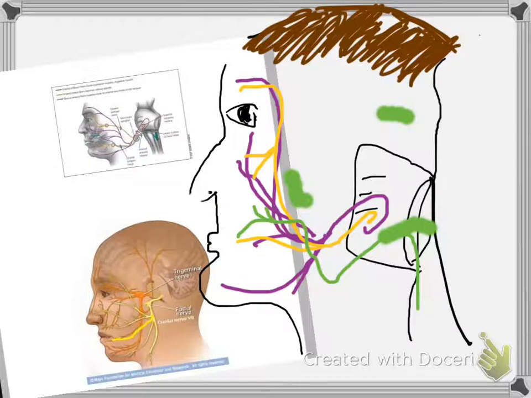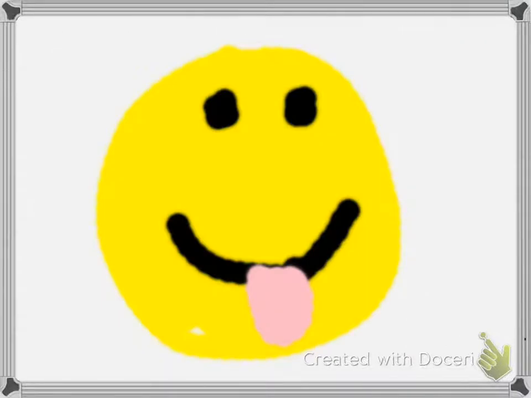Then we have the transmission that takes place within the gustation. Although each receptor detects one kind of taste, several receptors create a particular firing pattern that is perceived as a single taste experience. Yummy! Tastes good! That's where this picture comes from. You see the tongue out.